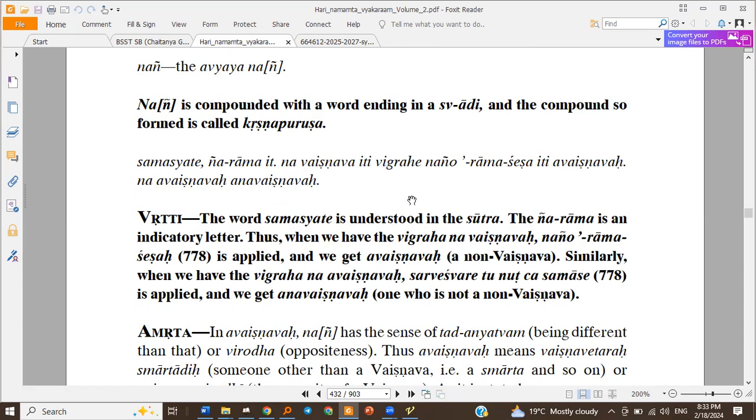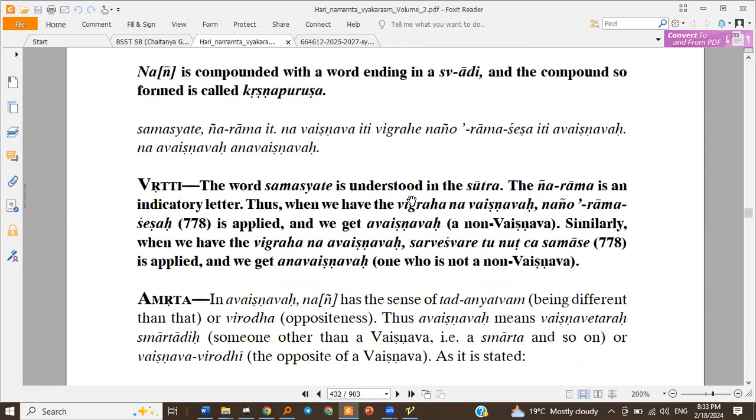The word Samasyate is understood in this sutra. The Nay Ram is an indicatory letter. Thus, when we have the Vigraha Na Vaishnavaha, Nayo Arama Sheshaha is applied. So in this Nay, only Arama remains. The Nya is an indicatory, so it goes. So Nayo Arama Sheshaha, and we get a Vaishnava, a known Vaishnava.